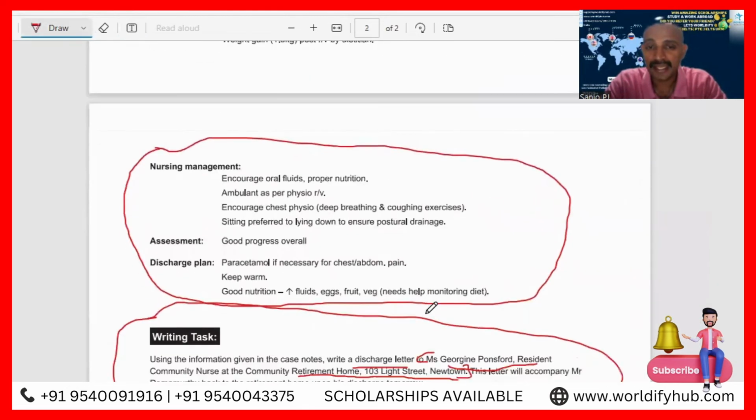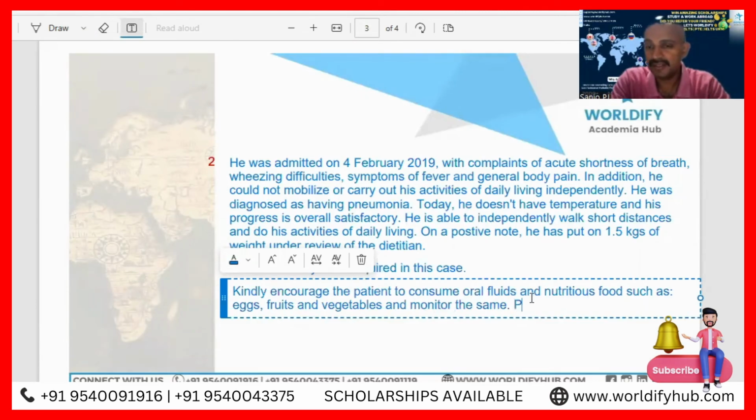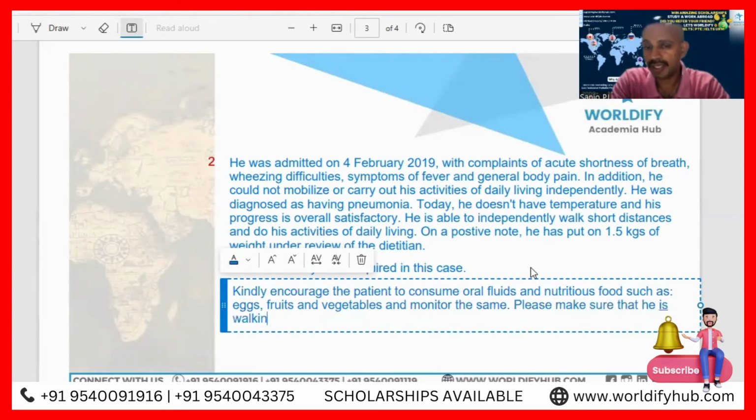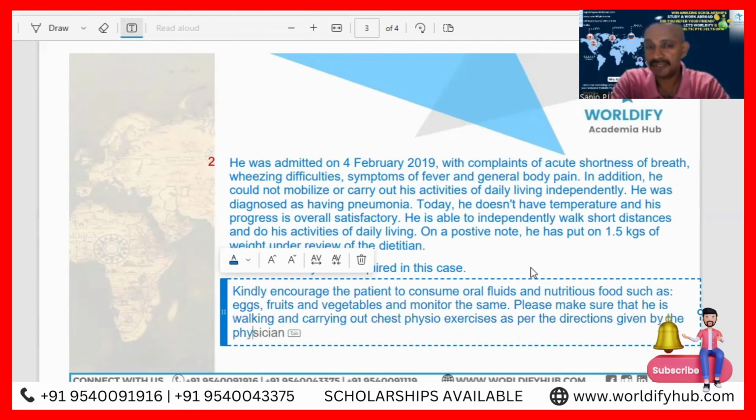Now, what else do you need? He has to walk as per the physio's guidance, and you need to encourage chest physio exercises, right? Okay. So please make sure that he is walking and carrying out chest physio exercises as per the directions given by the physiotherapist. Okay, so you have completed that part as well.